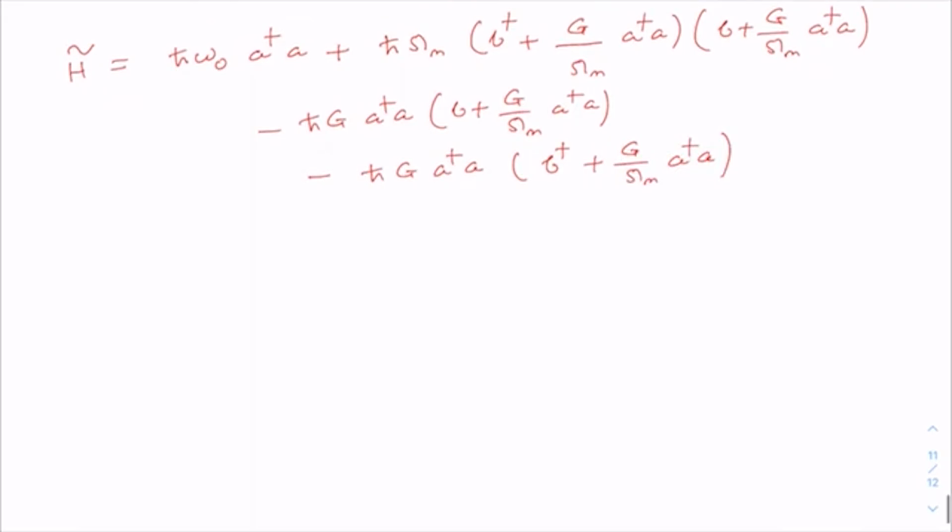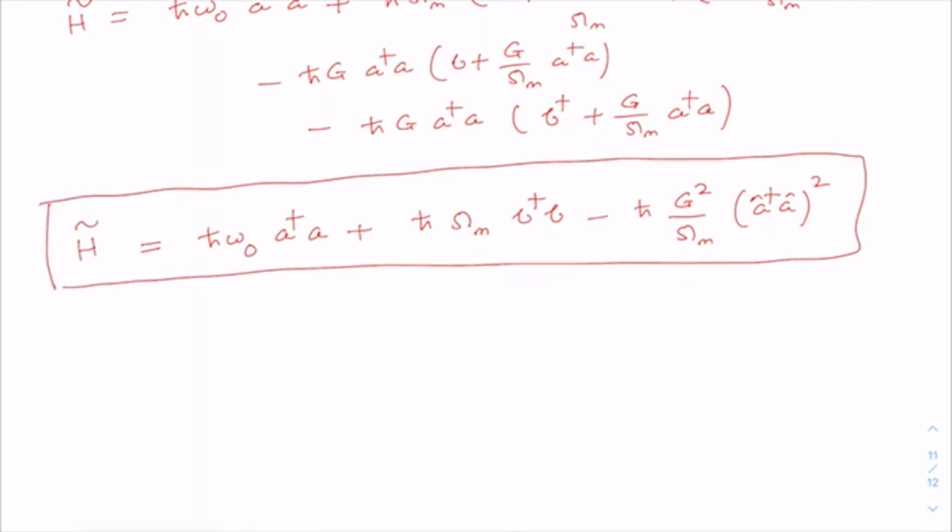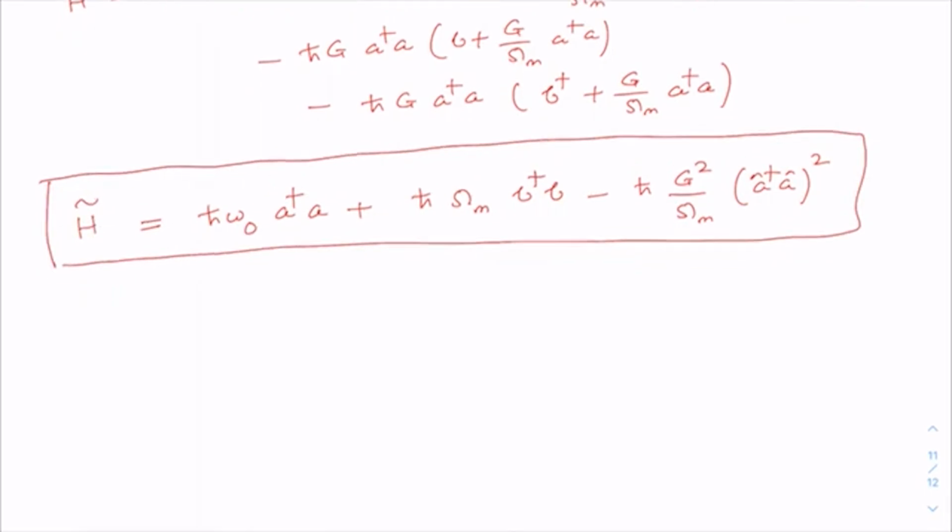If I open it up and then do the simplification, then finally I will get h cross omega 0 a dagger a plus h cross omega m b dagger b minus h cross z square by omega m a dagger a whole square. Okay, now from this Hamiltonian, it is straightforward to get the expression for the energy eigenvalue, and you will get it immediately.